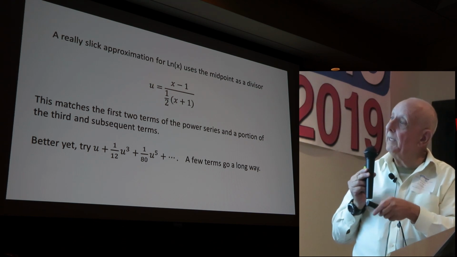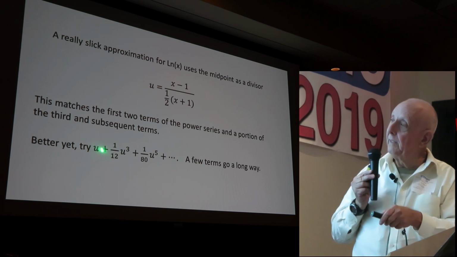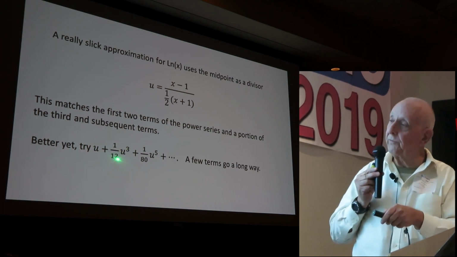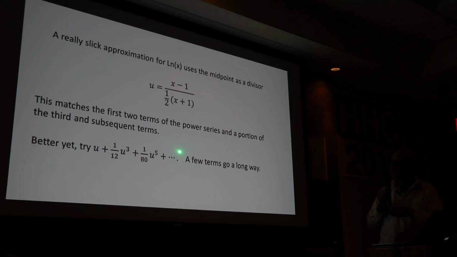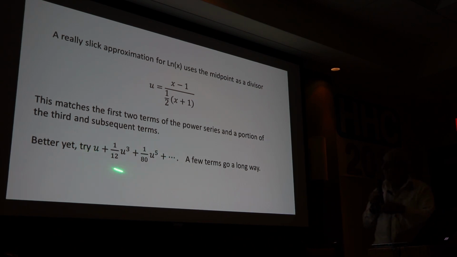But if you want to get even better, you can add this term, and you're good out to 6 decimal places for the log of 1.01. And you add this term, and you're probably, I don't know, you're probably good to maybe 10 decimal places. People talk about the logarithm being a slowly converging series, but this series is very rapidly converging. So it's good to go with the midpoint, and the midpoint is blessed.